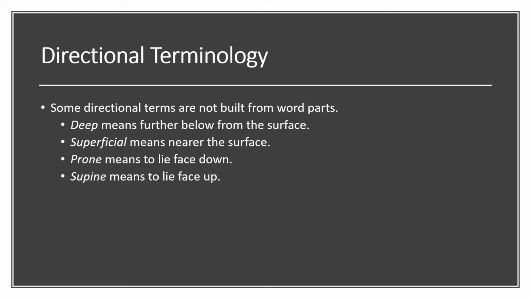You are also given some directional terms that are not built from word parts. So deep means further below from the surface. Superficial means nearer to the surface. Prone means to lie face down, and supine means to lie face up.